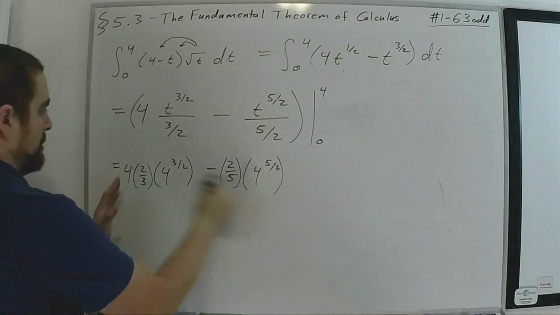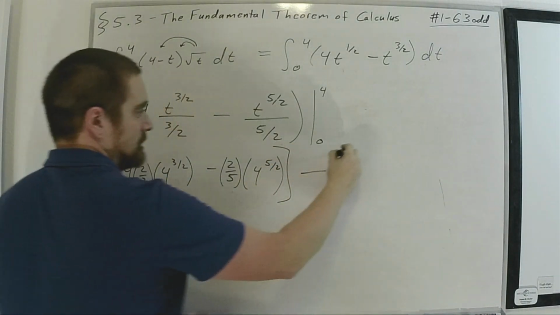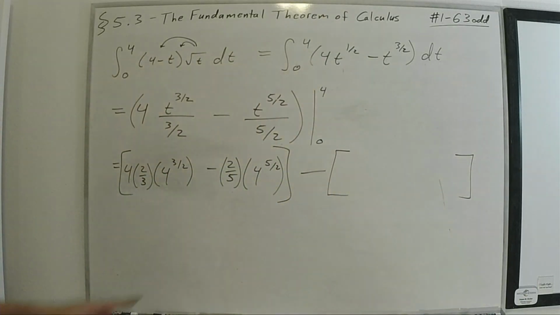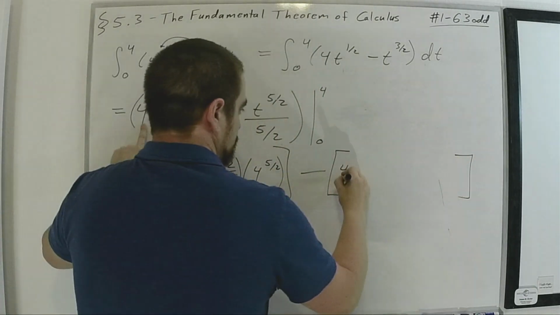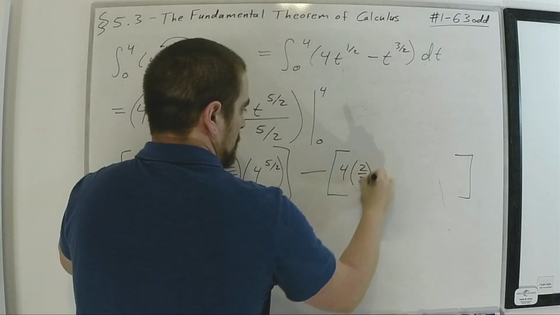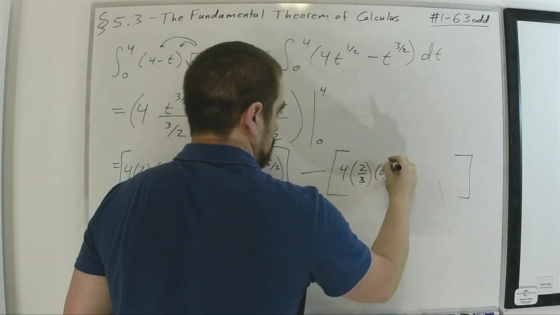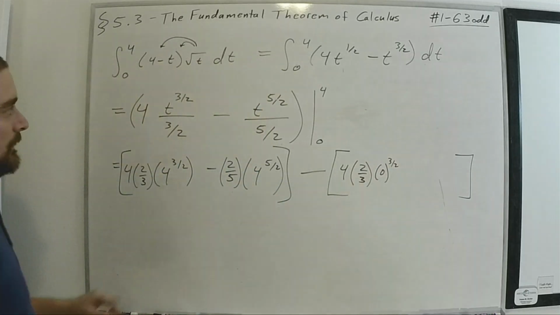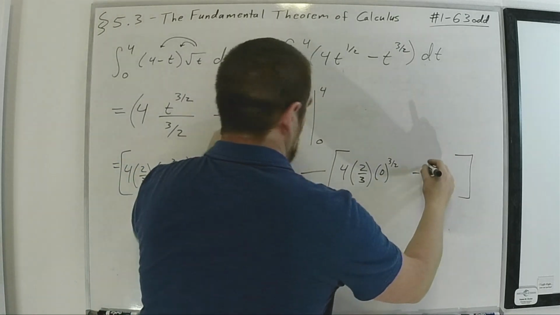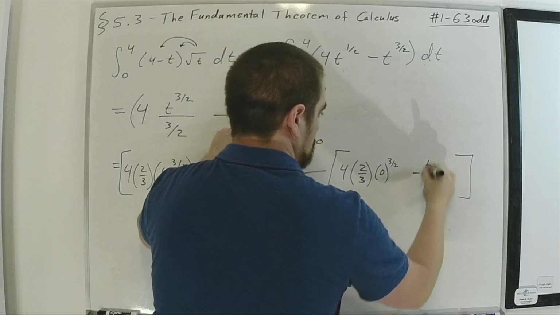Now this is my upper limit plugged in. So now the fundamental theorem of calculus says I subtract my function with a lower limit, 0, plugged in. So here is 4 to the 3/2, again, instead of dividing by 3/2, I'll multiply by the reciprocal 2/3. I need t, which is in this case 0 to the 3/2, minus, now I need to plug in 0 to the 5/2, and again, instead of dividing by 5/2, I'm going to multiply by 2/5.